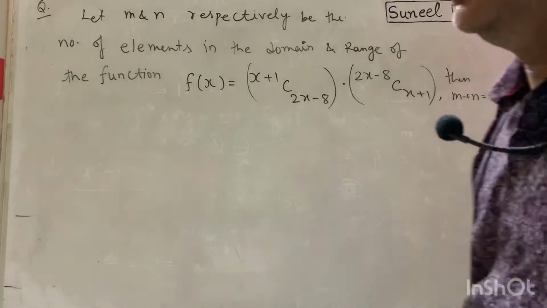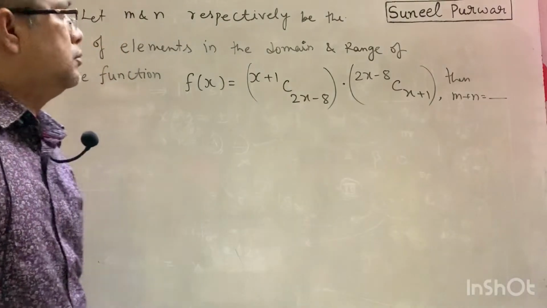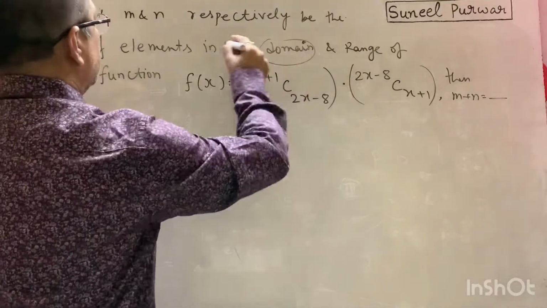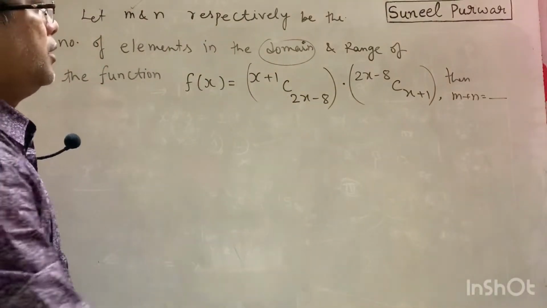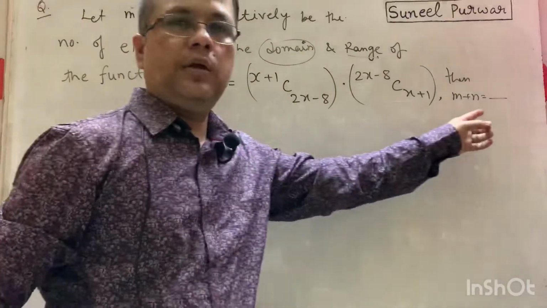Now see this question. This is the function given, and the question says let in the domain of this function there will be m number of elements, and in the range of this function there will be n number of elements. Then what is the value of m plus n?